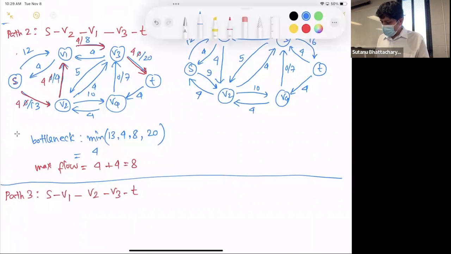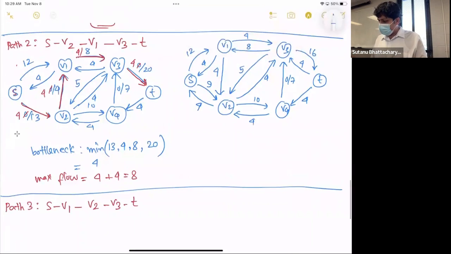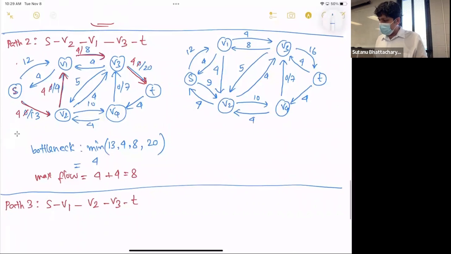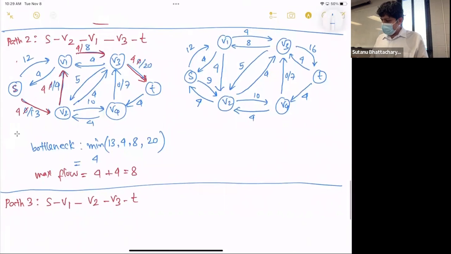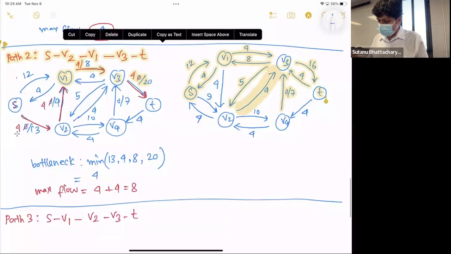Now, what is the bottleneck? Okay, first let's draw this one. Can I copy this?